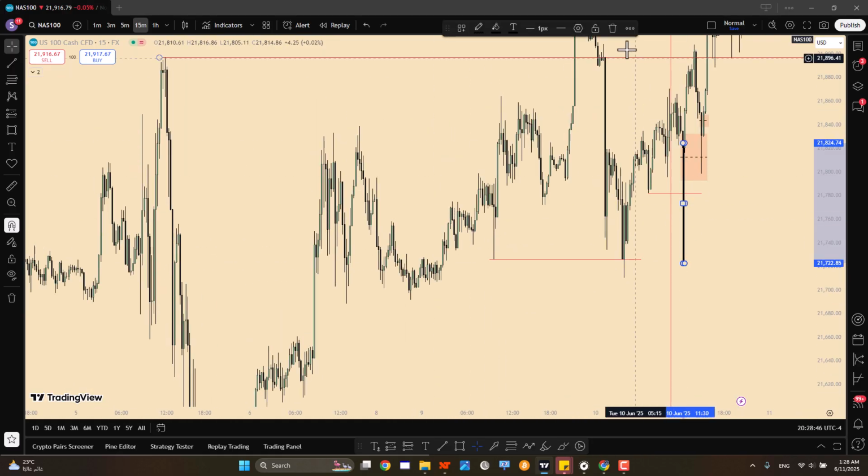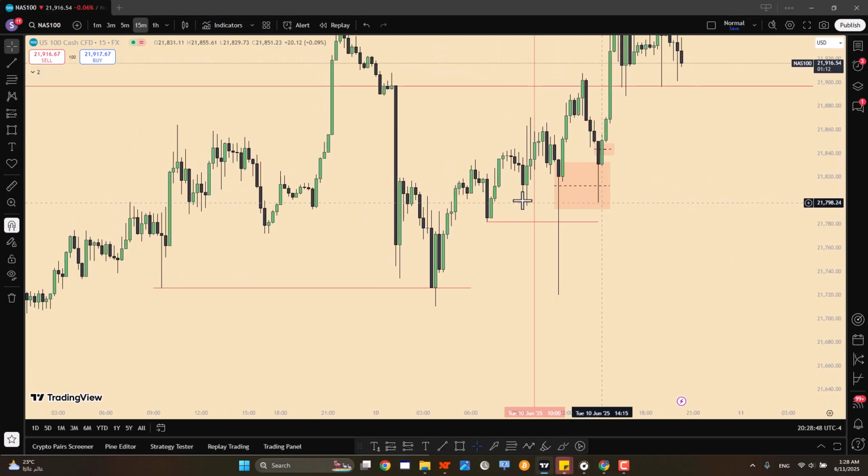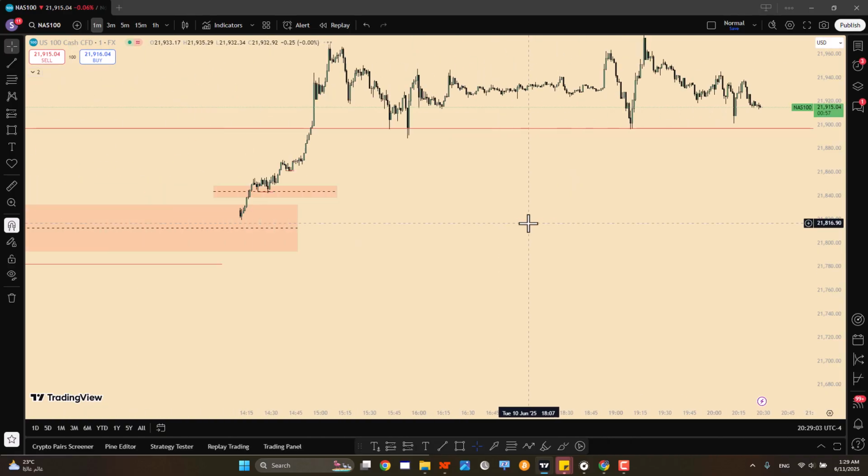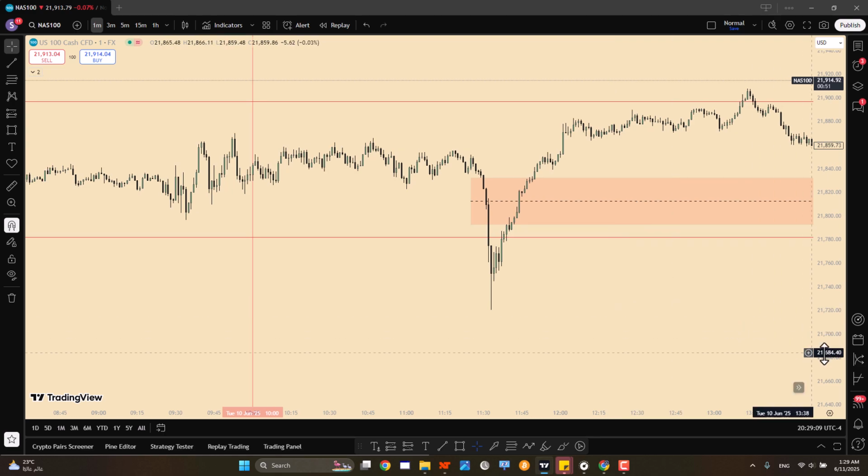But again, remember the V-shaped recovery. We traded to here. We didn't trade to this low. This low already swept this, right? So when I saw price start trading to the upside here, I went to the 1 minute and started to look for longs, all right?